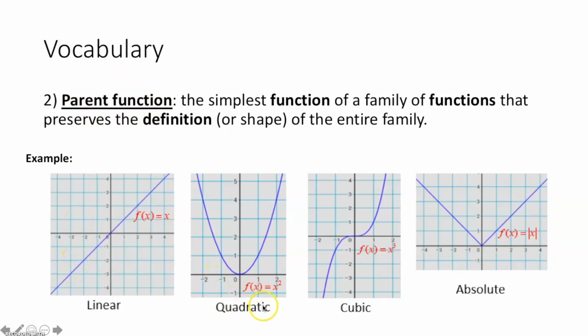Here, the quadratic parent function is y equals x squared. It's the most basic quadratic function you can have. You're not doing anything to x squared. Here is that parent function. Parent function for a cubic function is y is equal to x cubed, or f of x is equal to x cubed. This is the parent cubic function. And then the parent absolute value function, which is what we're going to be dealing with today, is y equals the absolute value of x, or f of x is equal to the absolute value of x. This is what that parent function looks like.